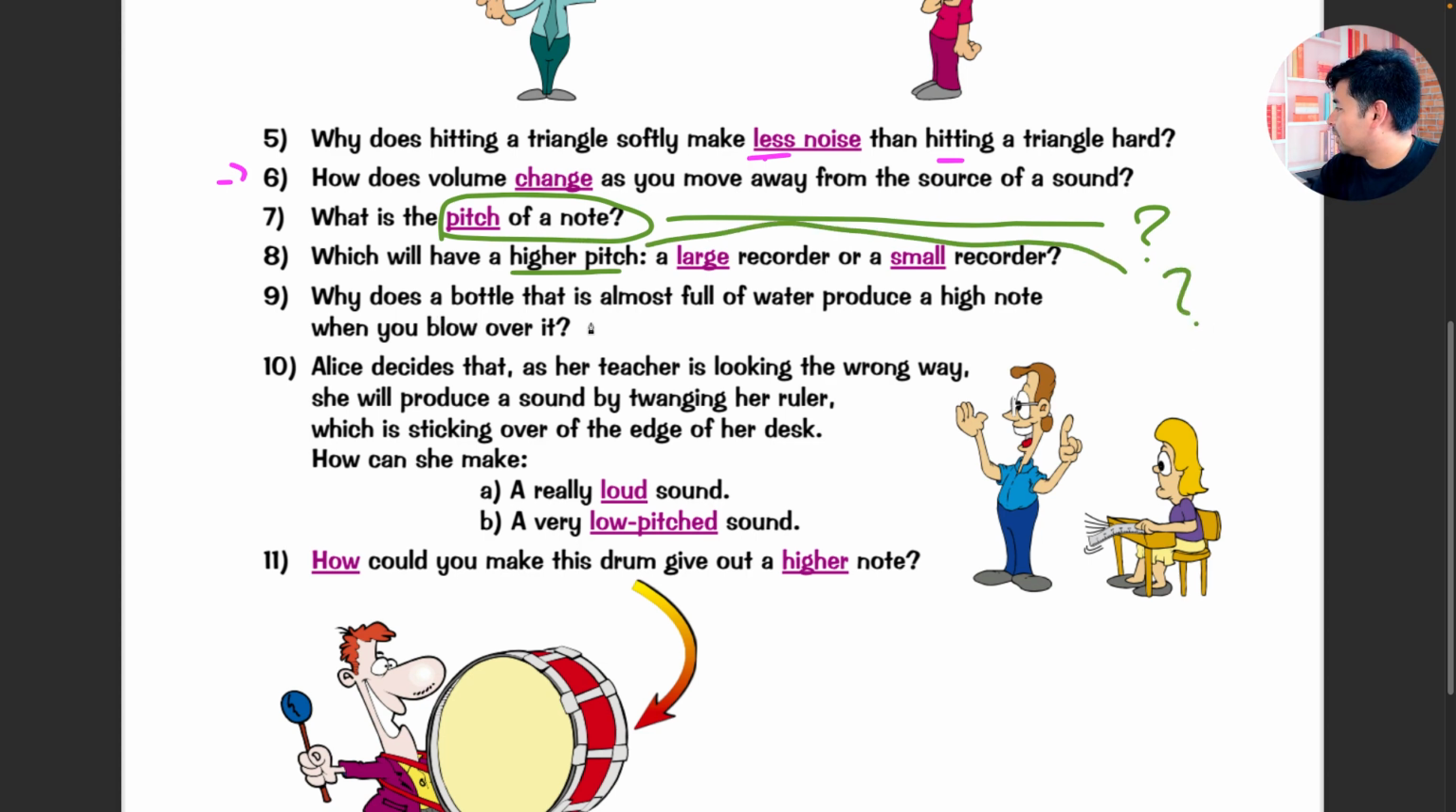Why does a bottle that is almost full of water produce a high note? Okay, so we have here a high note. High note is different from high pitch. So what is that? These words are very important. So you have to put that into Portuguese, or at least you know the meaning by yourself.